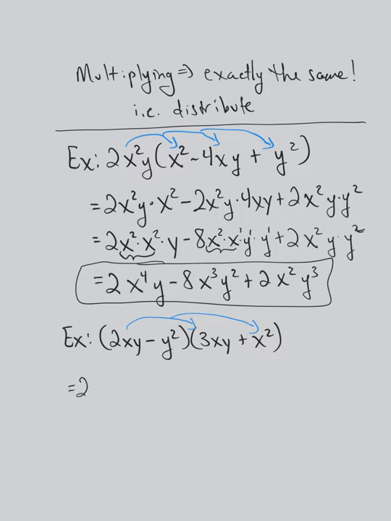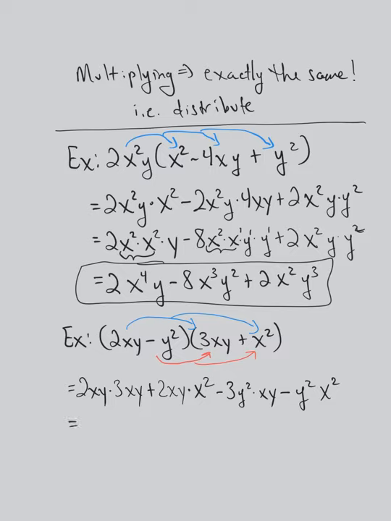So we have 2xy times 3xy, and then plus 2xy times x squared, right? And now be careful on this second one. What are we distributing? We're distributing negative y squared over each one of those. Okay, and so think about that as being a negative 1. So we have negative 3 y squared times xy, like that. And then we have minus y squared times x squared. Okay, so now we're ready to start simplifying here.